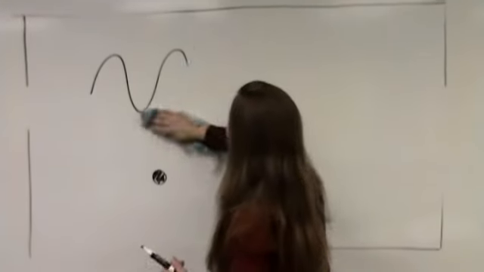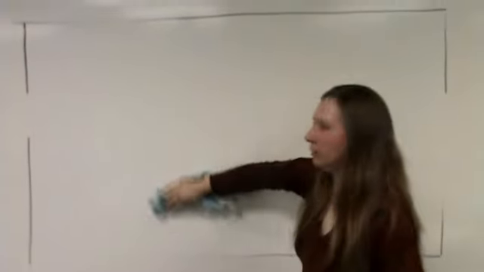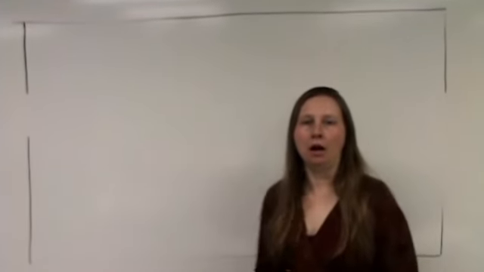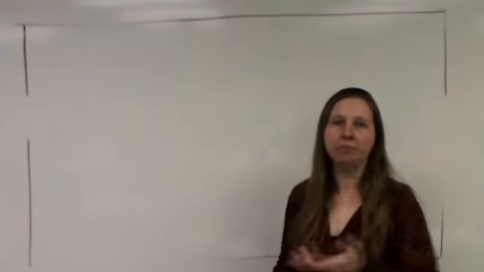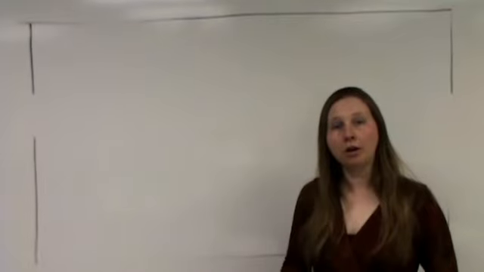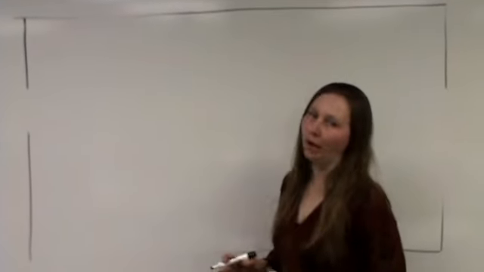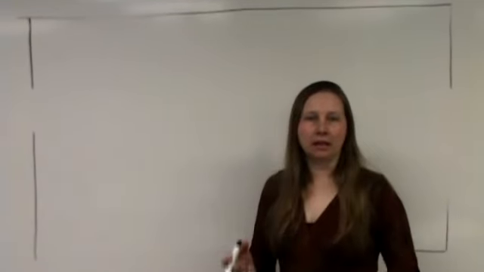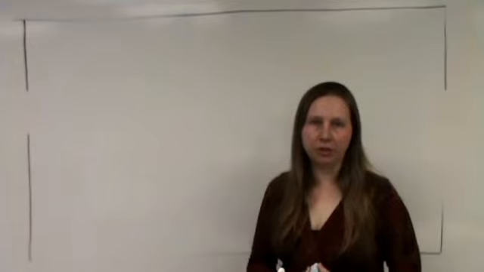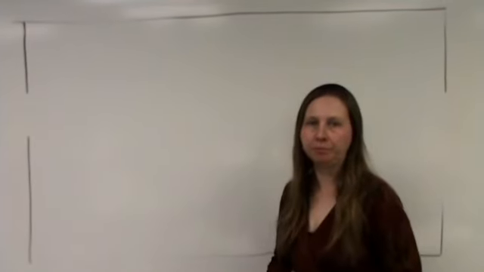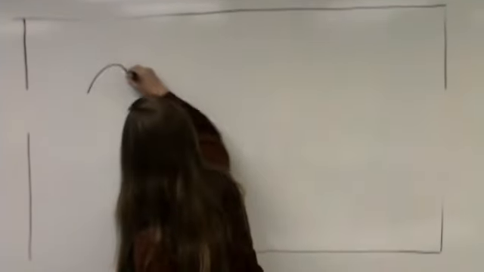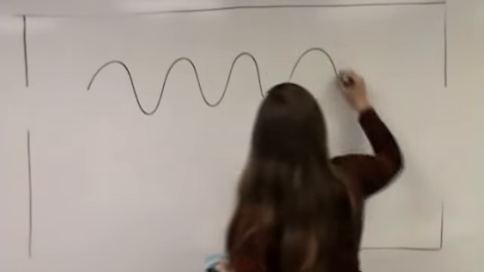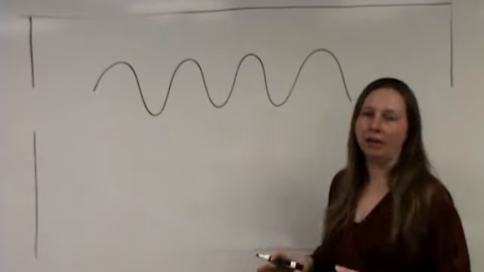Now, let's talk a little bit about some of the proof of light's wave nature and some of the proof of light's particle nature. Well, we know that light waves have a frequency and a wavelength, because a light wave has a frequency and a wavelength.